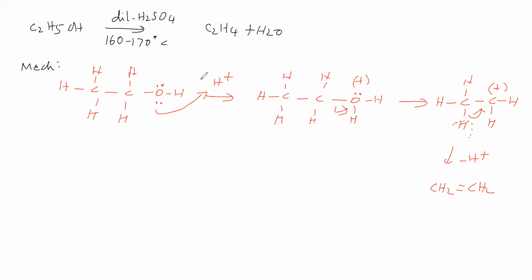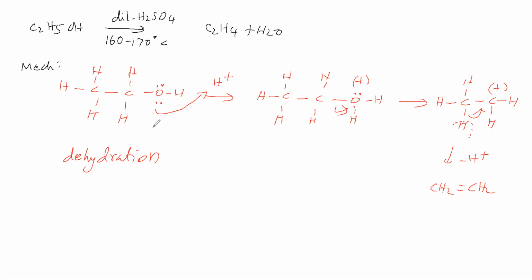This elimination reaction takes place in the presence of dilute sulfuric acid. So in the presence of dilute sulfuric acid, ethanol goes through an elimination reaction. This process is called dehydration. Why dehydration? It means removal of water. That's why dehydration.